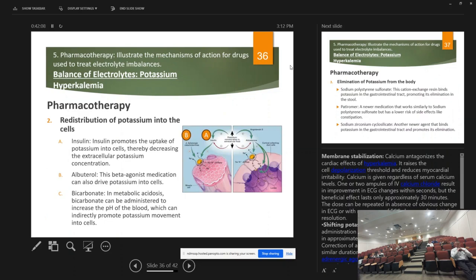Again, I already talked about the redistribution. These are the drugs you're going to use: insulin, albuterol, and bicarbonate. This is more about correcting the acidosis of the blood pH. It's more of an indirect potassium movement, but you already saw these two mechanisms today. I already mentioned insulin, and albuterol will act as an agonist on the beta adrenergic receptor.